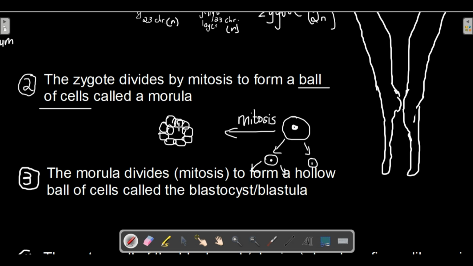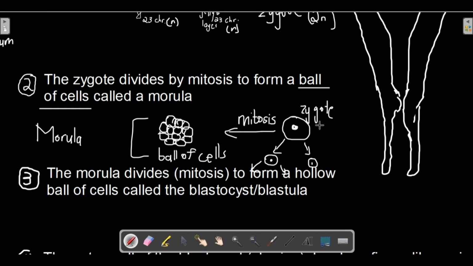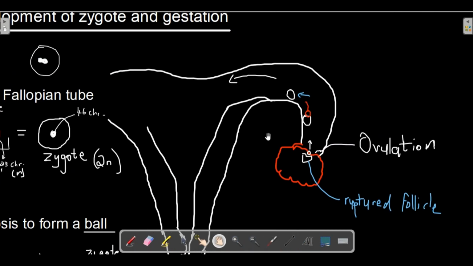So that's why we say it's a ball of cells. And know that it is formed via the mitosis of a zygote. So again, the zygote divides by mitosis to form this ball of cells, and this ball of cells we call the morula. The morula is formed by the mitosis of a zygote, right? So that means at some point in the fallopian tube, you're going to have a morula, which is the ball of cells.